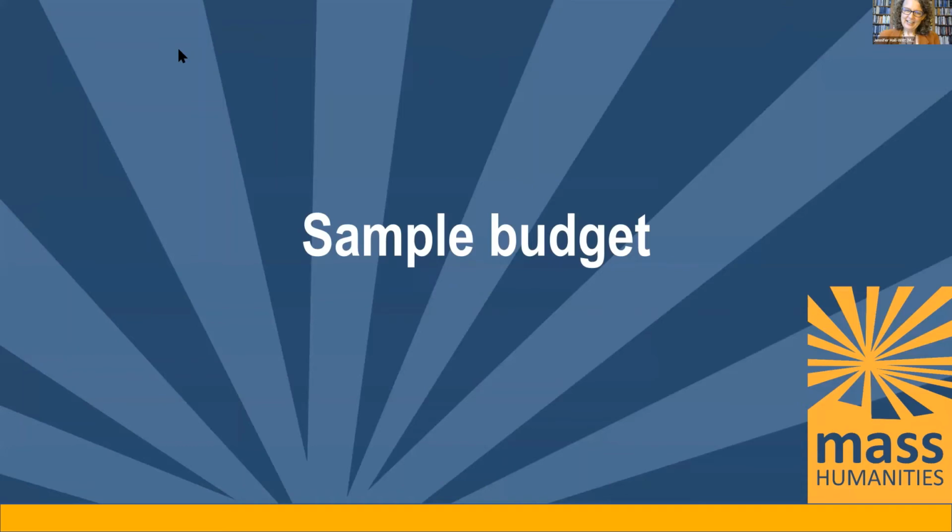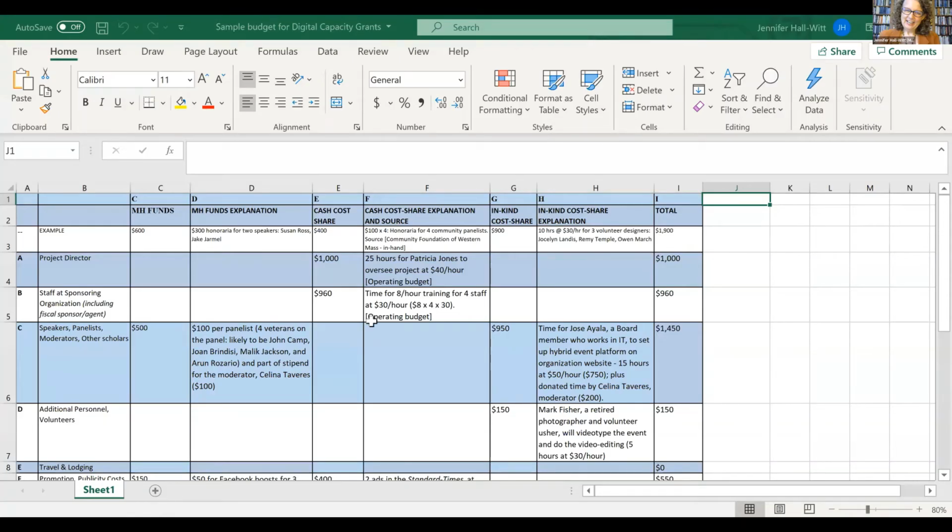Okay, so I'm going to put up a sample budget. So I think I need to stop sharing here, and then I'm going to pull that up. Okay, so this is the budget form that you will access in the application. And I just want to give a quick overview for it. So this column right here is for Mass Humanities funds. These are the funds that you're going to be asking for from us. You're going to give an explanation in this column. This column is where you put your cash cost share. Here's where you explain that. Over here is your in-kind cost share, and here's where you're going to explain that. This column, you're going to add up horizontally, and it should all do this automatically because it's an Excel file.